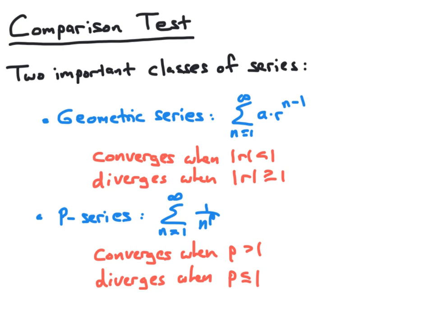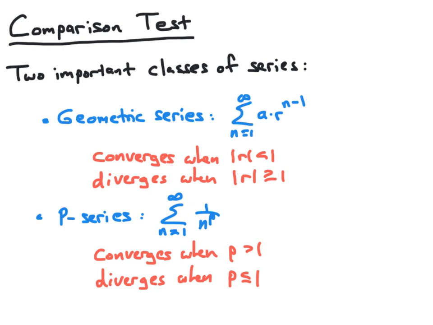And fortunately, we have already talked about two such classes of series. We have the geometric series, which are a series that can be written in the form sum n equal 1 to infinity of a times r to the n minus 1. And we have previously seen that geometric series will converge when the absolute value of r is less than 1, and that the geometric series will diverge when the absolute value of r is greater than or equal to 1.